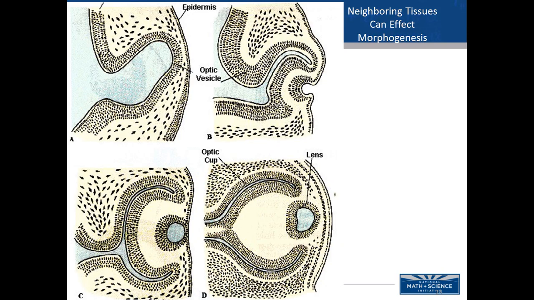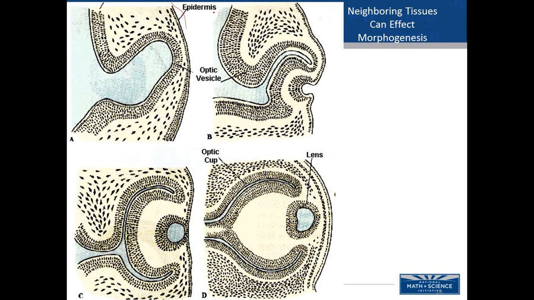So now we want to talk about how neighboring tissues can also affect morphogenesis. So we have an interaction of 2 layers of cells. One layer of cells is on the outside, and it's called the epidermis. It's the skin, if you will, but it comes from germ tissue called ectoderm. On the inside, it also turns out that ectoderm gives rise to the nervous system.